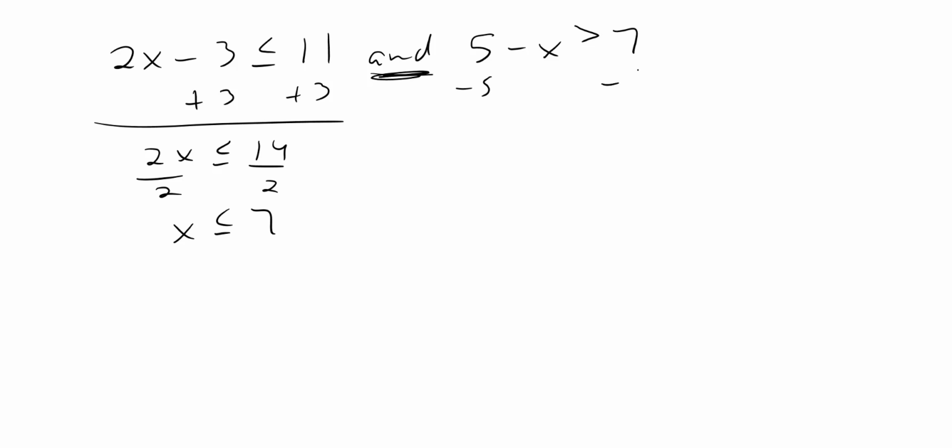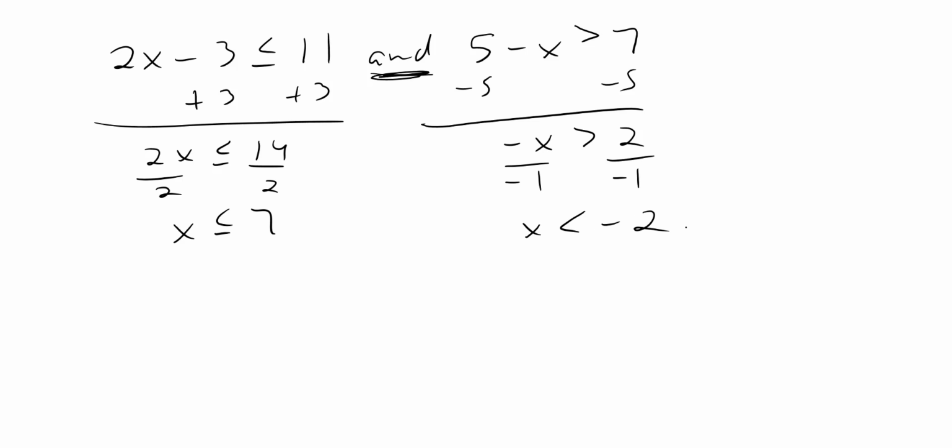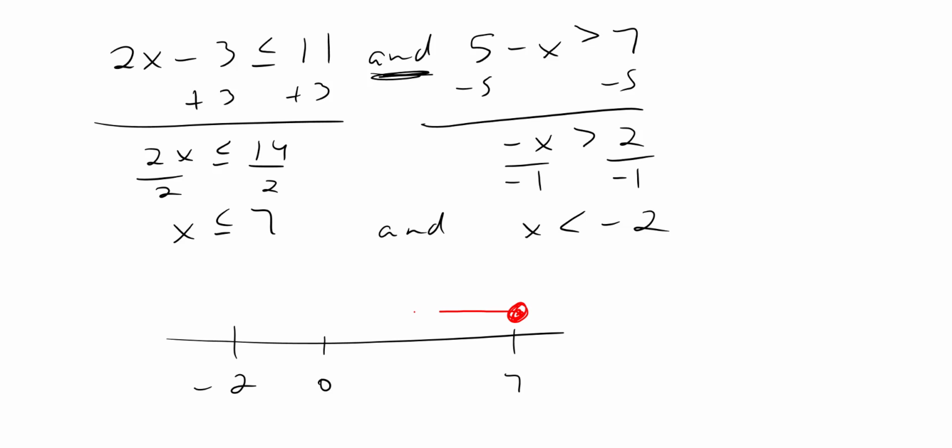And this one I'm going to subtract 5. So you get negative x is greater than 2, divide by negative 1. So x is less than negative 2. Okay? So it's x is less than or equal to 7, and x is less than negative 2. So you graph it. Here's negative 2, this is 0, and here's 7 out here. I'm going to graph this: less than or equal to 7 is a solid dot going across, and less than negative 2 is an open dot going to the left.